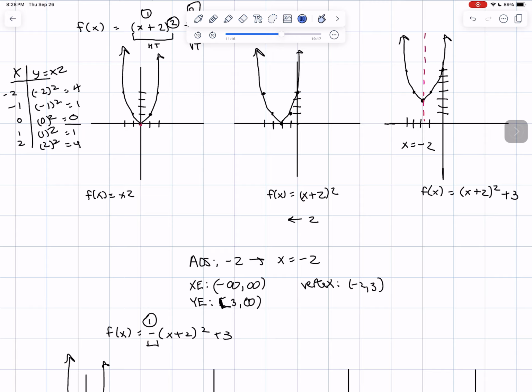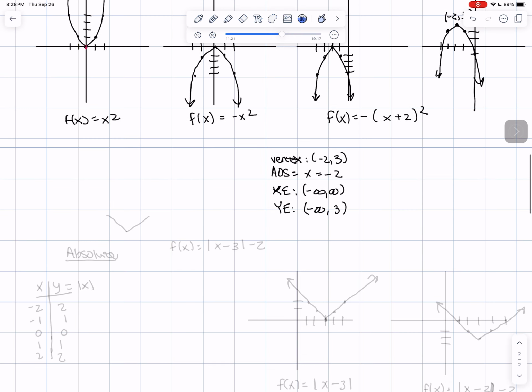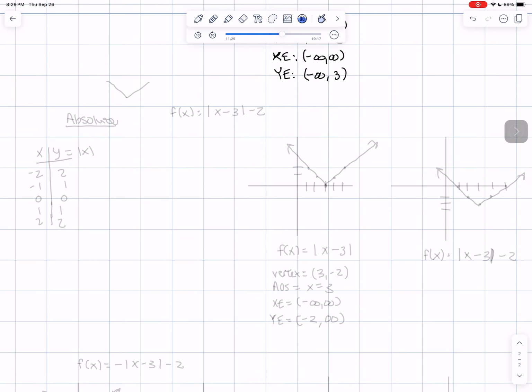Okay, great. So now what we want to do is the absolute graph. So an absolute graph, again, will be in the B shape. So absolute. Go to an example of that.